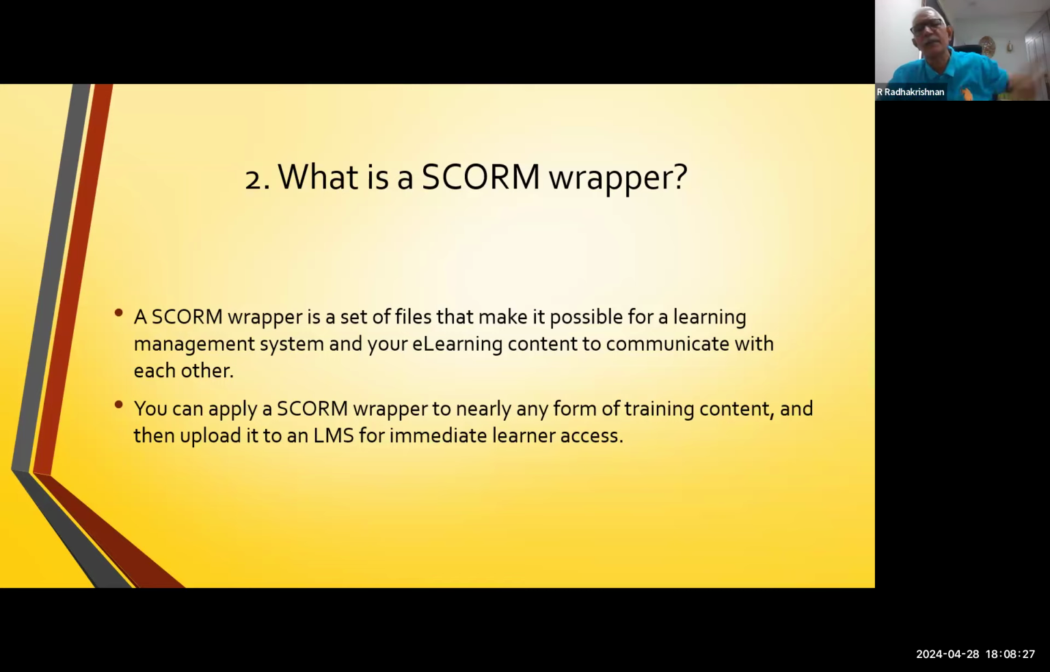Then you call a SCORM expert and tell him, these are my contents. Please develop it under the SCORM standard, and then he will give it back to you. Then you will have to upload it, or he will help you to upload it, on the learning management system that is available in the company. Then the learning management engine will start working. That is how it is.